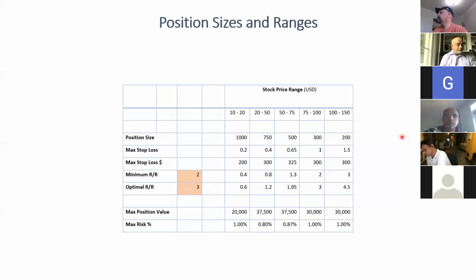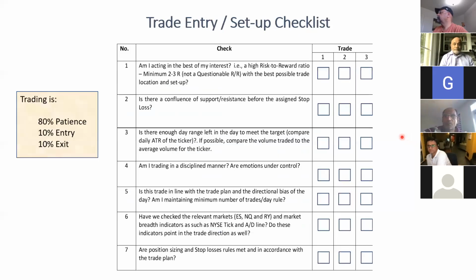Next slide. Honestly, I don't do it because I remember this thing, but again, this has to do with your psychology. Every time you take a trade, ask yourself, am I acting in my best interest? What is your best interest? You should have a high risk to reward, minimum 2 to 3, not a questionable reward to risk.